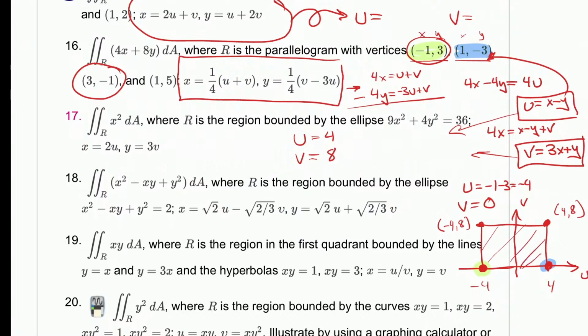When you set up this double integral, you'll have the limits. U will be from negative 4 to 4. V will be from 0 to 8. Throw in the Jacobian. The Jacobian is going to come from those transformations. I guess it'll be 1/4, 1/4, negative 3/4, and 1/4. Let me just think. 1/16 plus 3/16, 1/4. Is that what we got? Jacobian is 1/4? Maybe? Whatever.